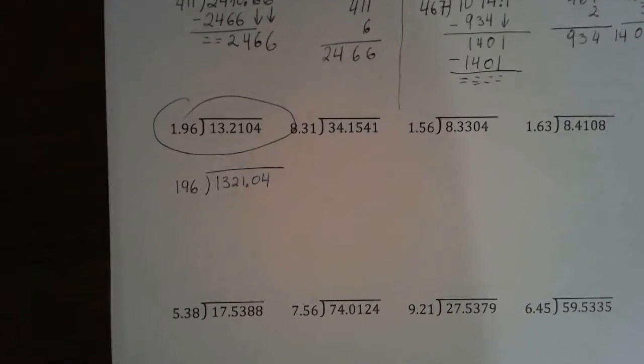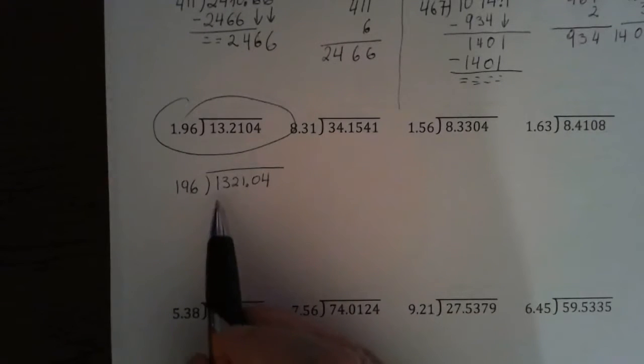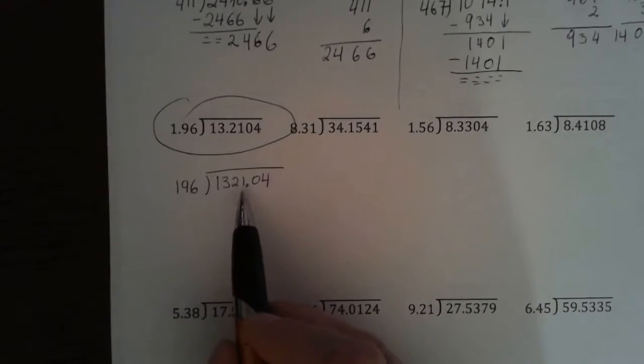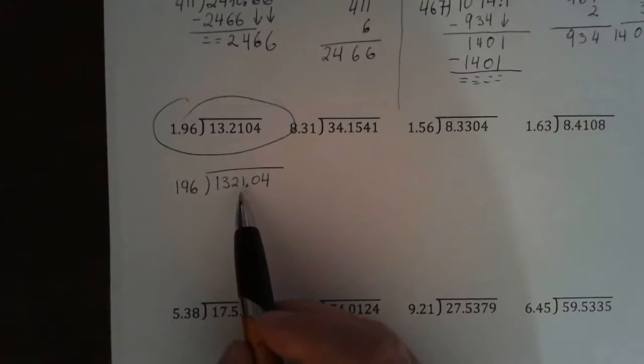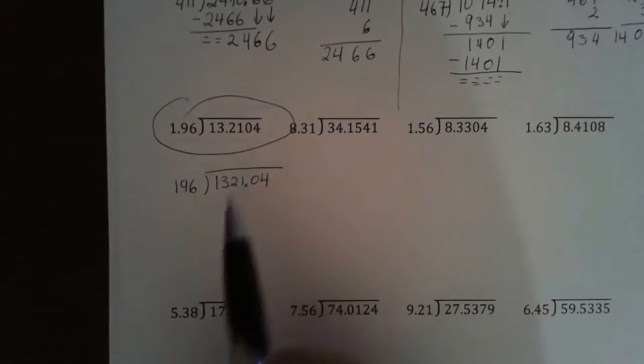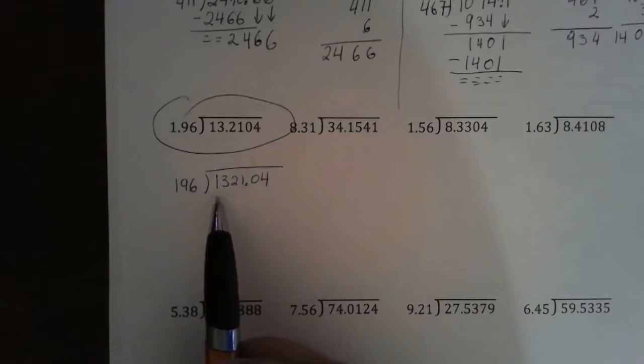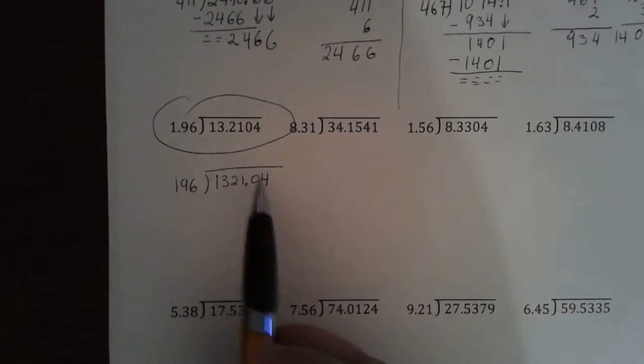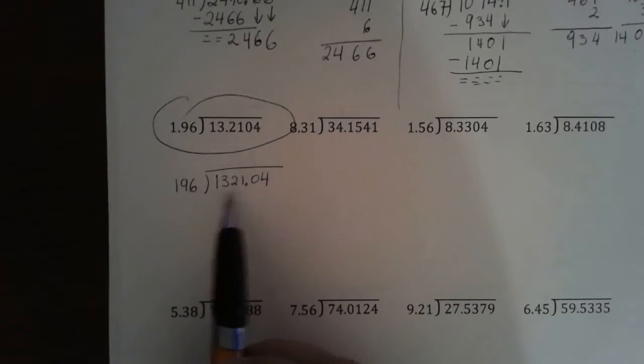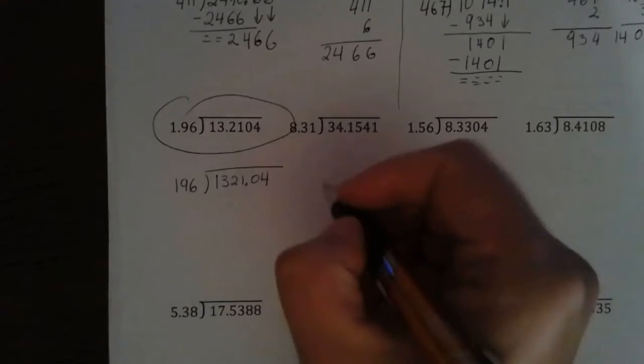Okay, that's the most important part. Okay, so 196, how many times into 1? Nothing. Into 13, nothing. Into 132, nothing. So I have to look into 1,321. Okay. So this is about 200, right? And this is about 1,300, sorry. So I'll try 6 times.